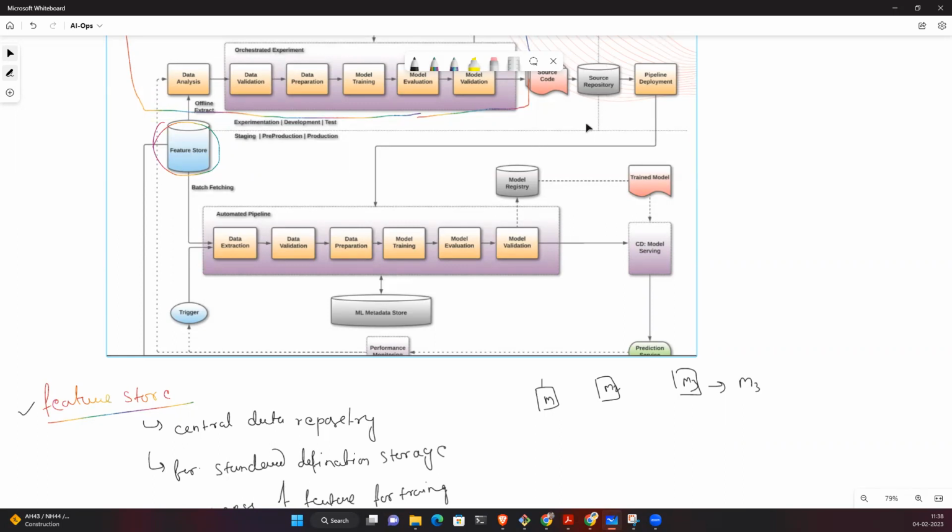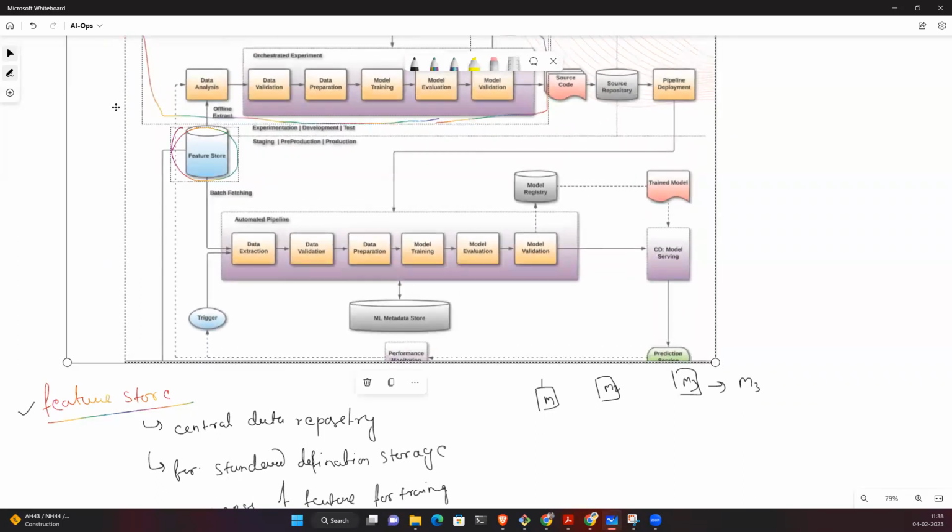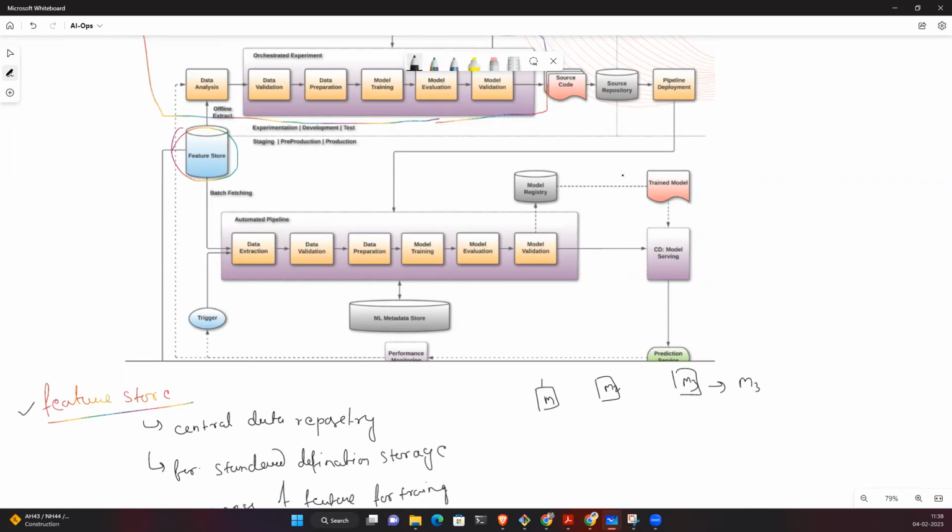Any question in this level one? Up to this, no question, right? Now let's understand the next part. As soon as you deploy your model into production, my handwriting is very bad today, I don't know why, but it's fine. Just try to understand what I'm trying to say. As soon as your model is deployed into production, again you are doing an automated pipeline. What I'm trying to say, just try to understand here.